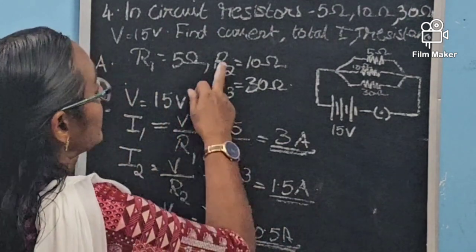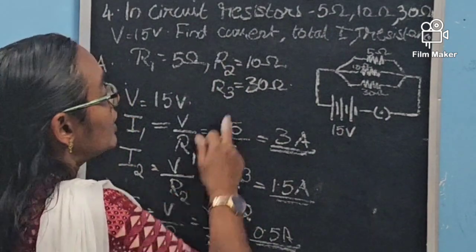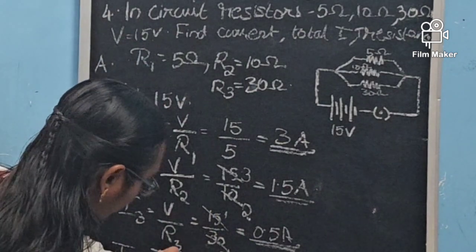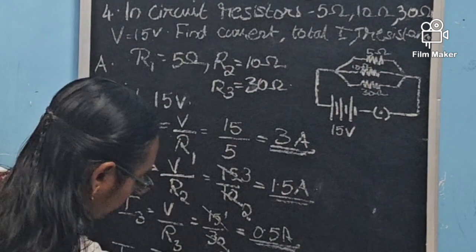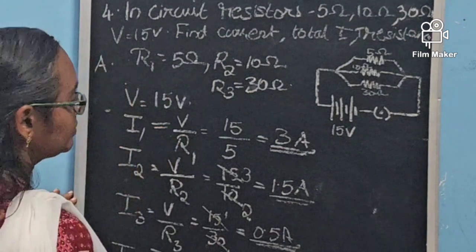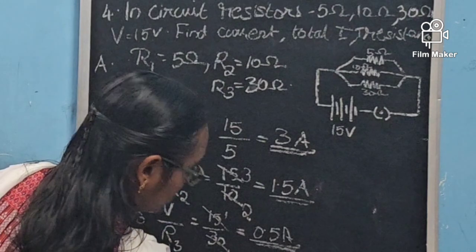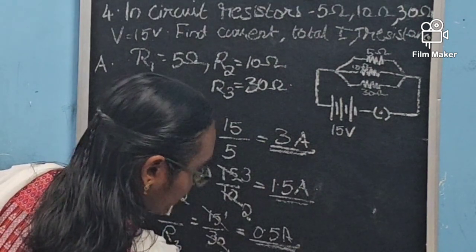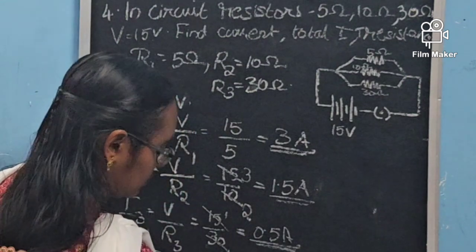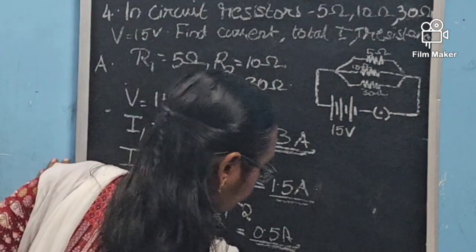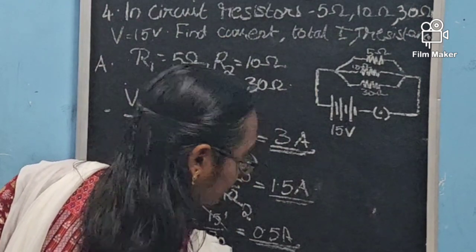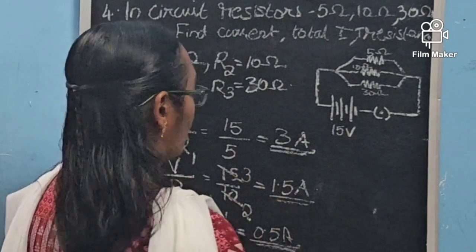What they have asked, independent current we have found out. Then we have to find the total current. Total I will be what? I is the sum of I1 plus I2 plus I3, isn't it? I1 plus I2 plus I3 is 3 plus 1.5 plus 0.5, is equal to 5 ampere. So total current also we have found out.